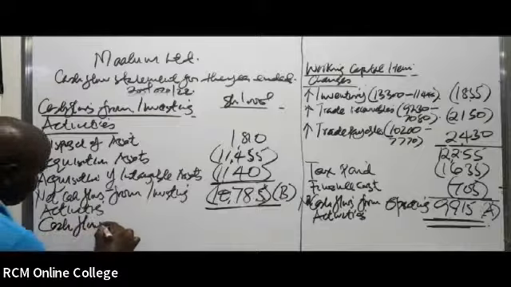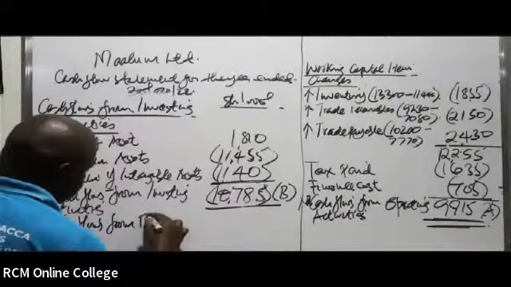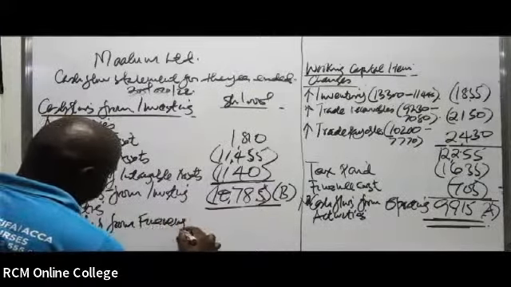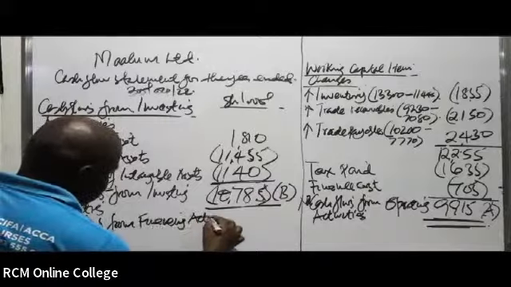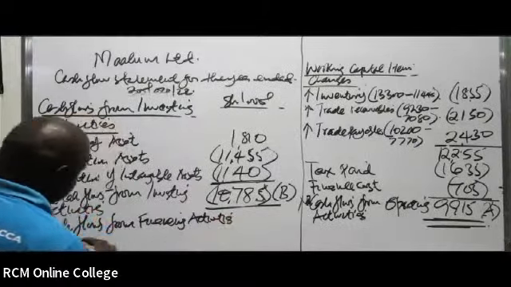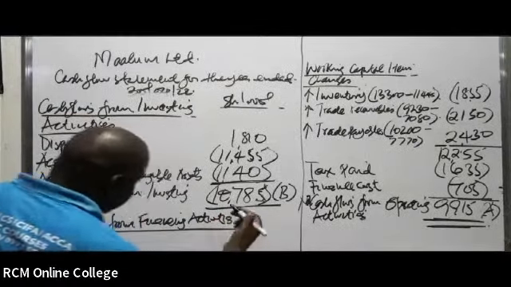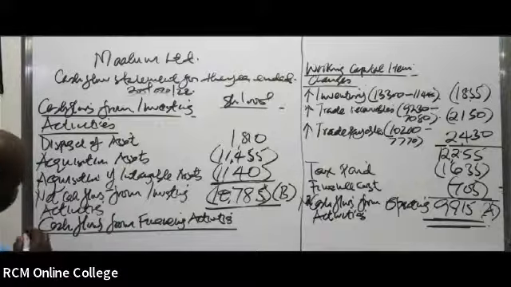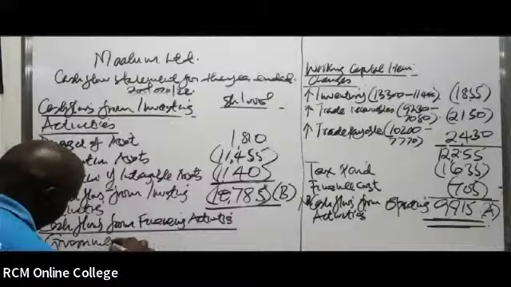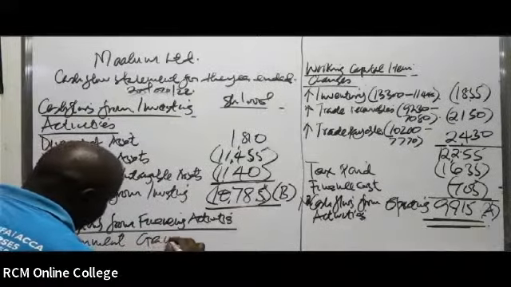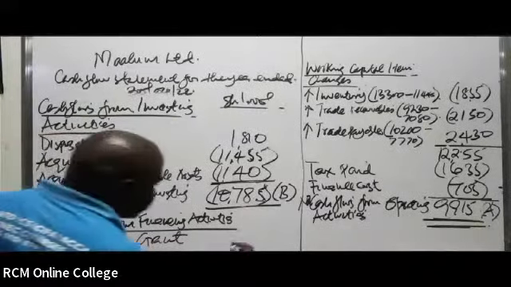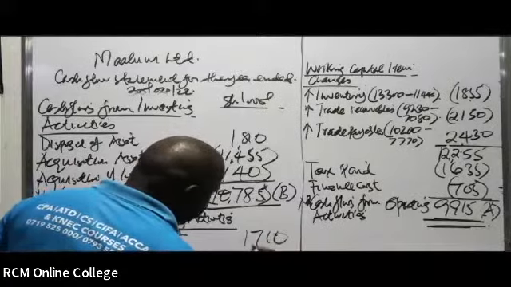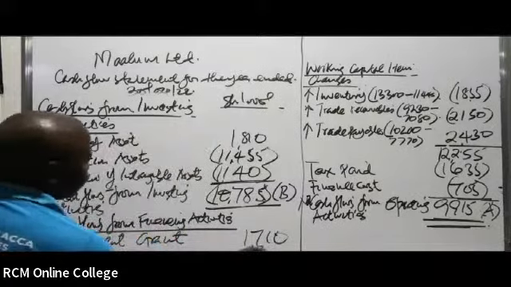Cash flows from financing activities. On the cash flows from financing activities, we have the government grant. Now the government grant comes here as an inflow. That's why we are deducting there. So the government grant in this case is now 1710. This is the inflow you'll be able to recognize.